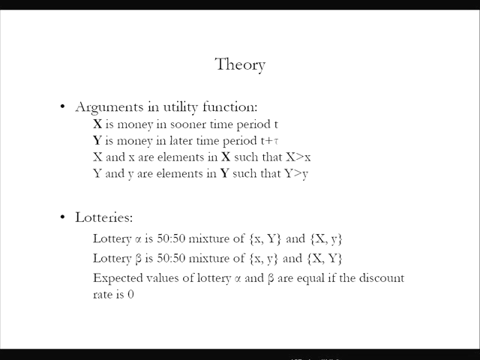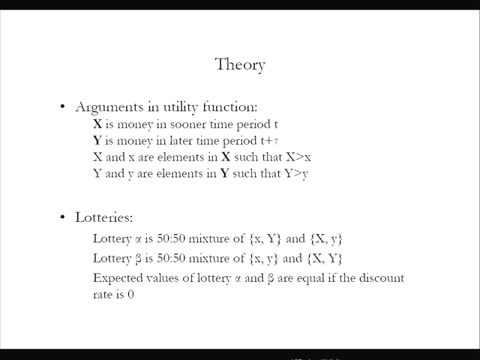So let me just put some notation on the idea here. The arguments in the utility function: large X is money in some sooner time period t, Y is income in a later period t plus tau, and then you can have some elements, big X and small x, where big X is greater than small x, and the same thing for Y here. Let's just assume that the discount rate is 0 for the moment, and then look at two lotteries here.